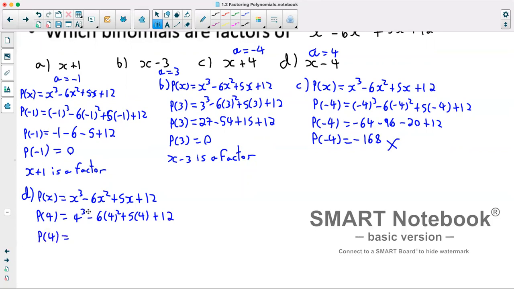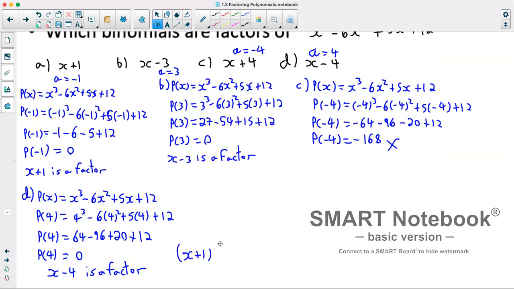So we have P of 4 is equal to 4 cubed, which is 64, minus 4 squared is 16 times negative 6 is negative 96. Then we have 5 times 4 is 20 plus 12. Now adding these together, we get 0. So therefore, x minus 4 is a factor. Now, because it was x cubed and we found three factors, essentially, if we were to multiply x plus 1 times x minus 3 times x minus 4 together, we would get this original function.